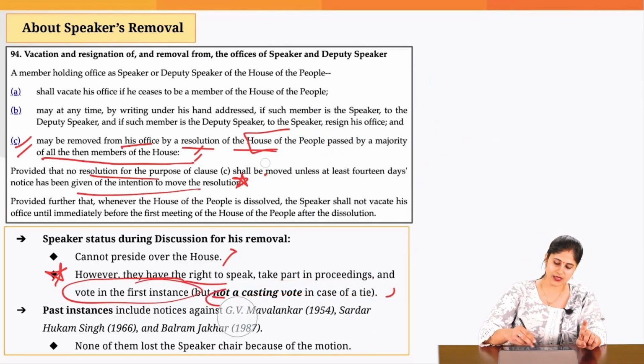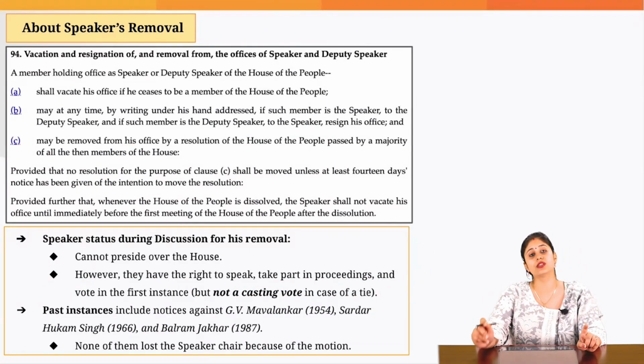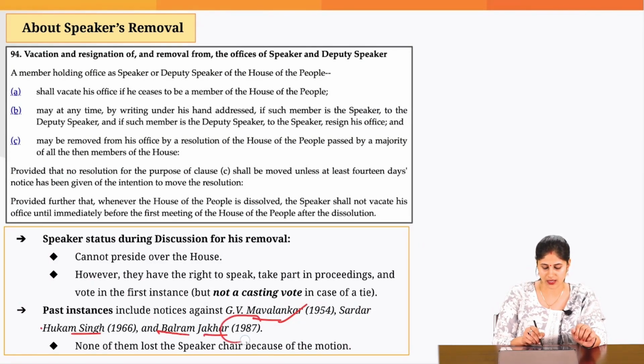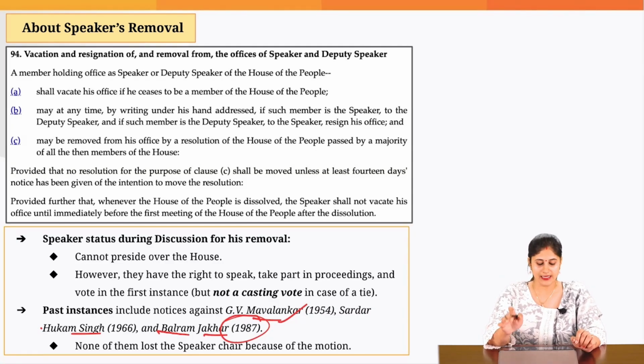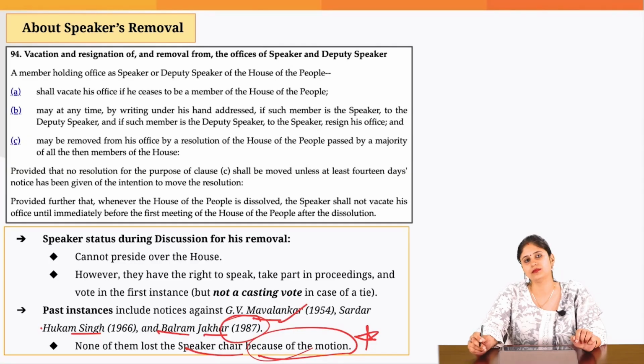And in past instances, such a resolution for removal of speaker has been introduced thrice. One was in 1954 with respect to G.V. Mavlankar, then for Hukum Singh in 1966, and then for Balram Jakhar in 1987. But you need to make note of this particular fact that no speaker has been removed till date.